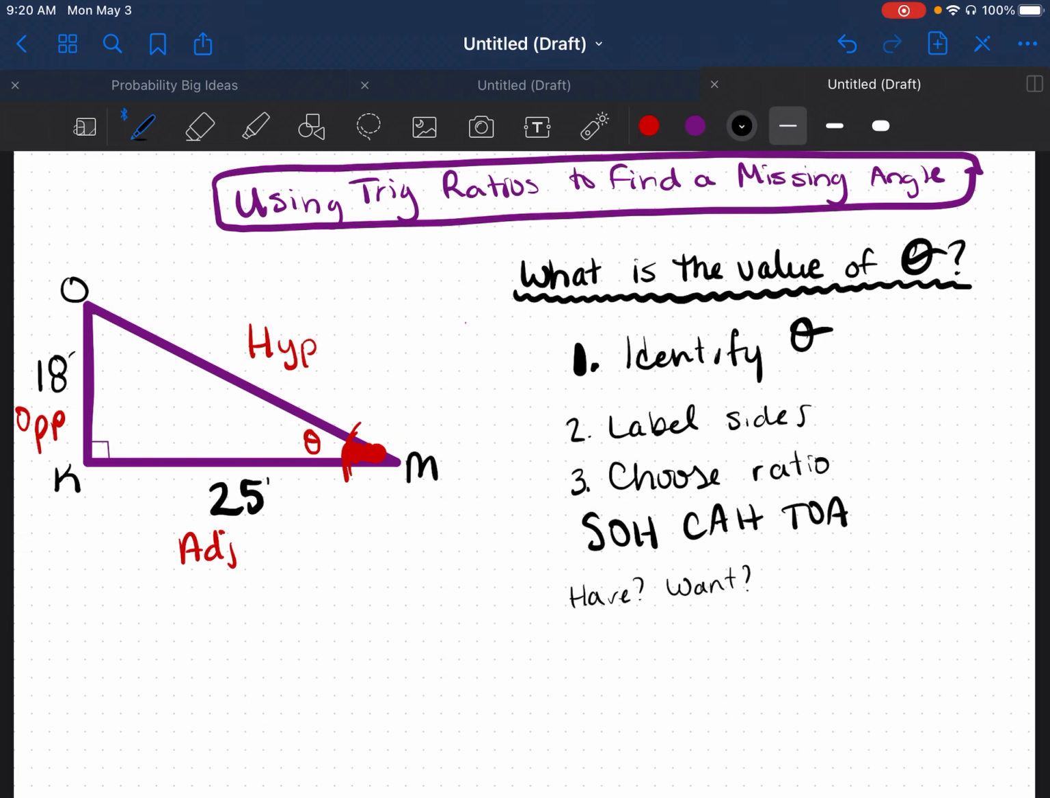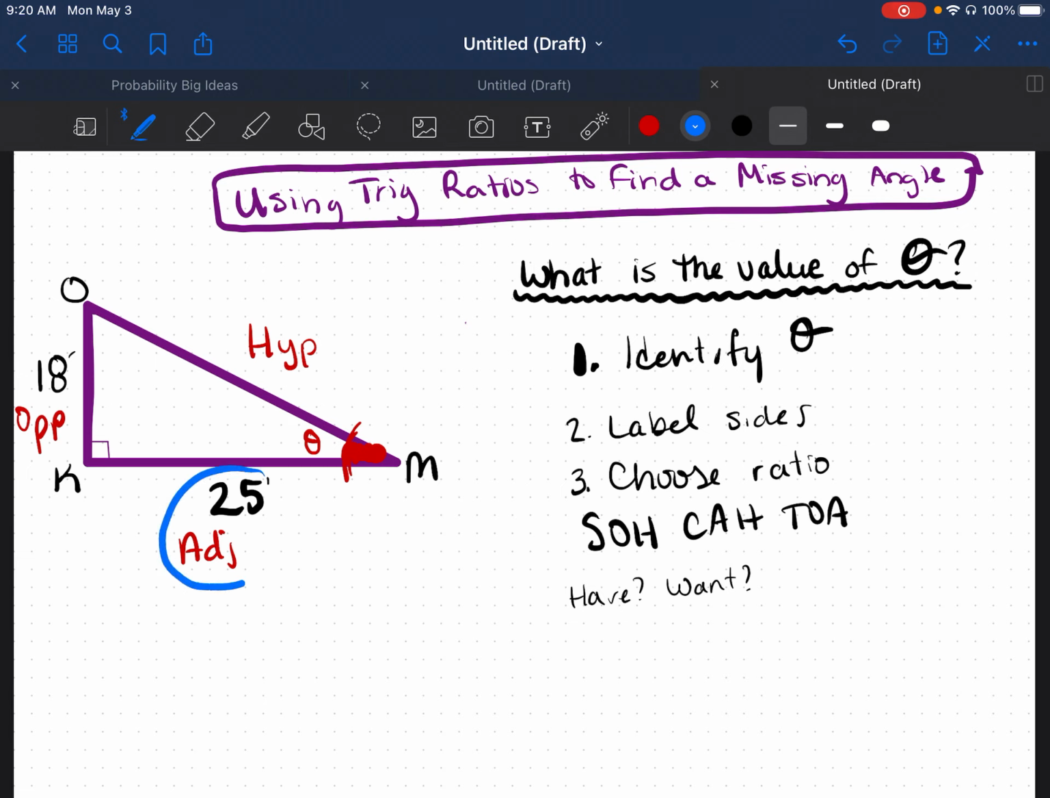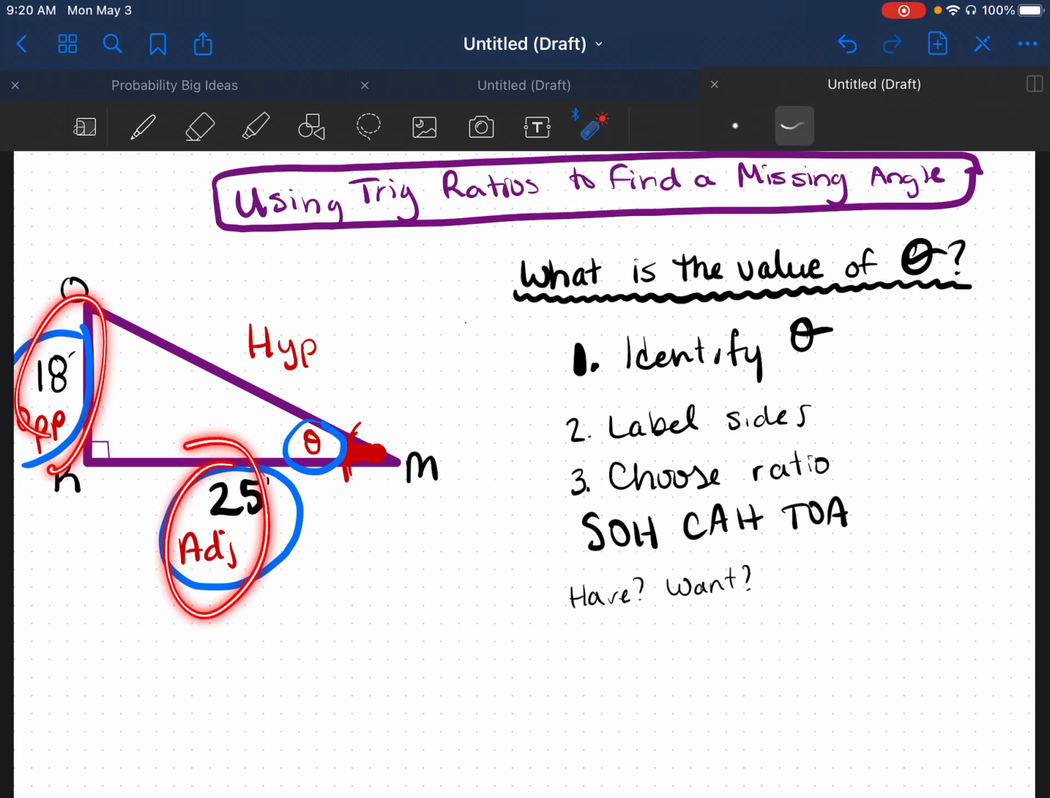So to figure out which one I'm going to use, I need to determine what do I have and what do I want. I have, looking here, let me change these colors. I have adjacent, I have opposite, and I want theta. So this is a little bit different from finding the side, because when you're finding the side, you have one side you know and one side you want. But here we have two sides I know and I want my angle.